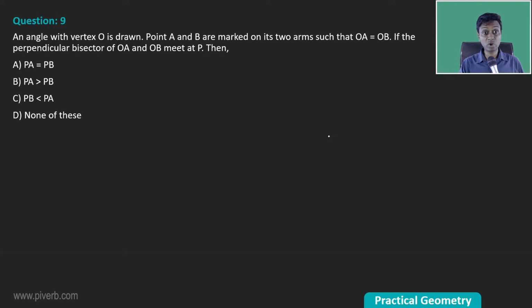An angle with vertex O is drawn. Points A and B are marked on its two arms such that OA equals OB. O, A and B.